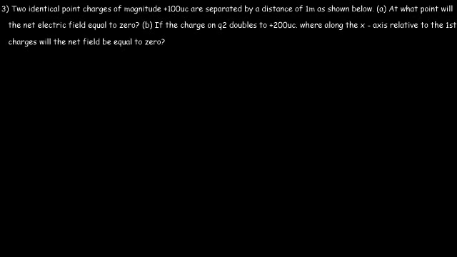Number 4. Two identical point charges of magnitude positive 100 microcoulombs are separated by a distance of 1 meter as shown below. At what point will the net electric field equal 0? Part A. Part B. If the charge on Q2 doubles to positive 200 microcoulombs, where along the x-axis relative to the first charge will the net field be equal to 0?